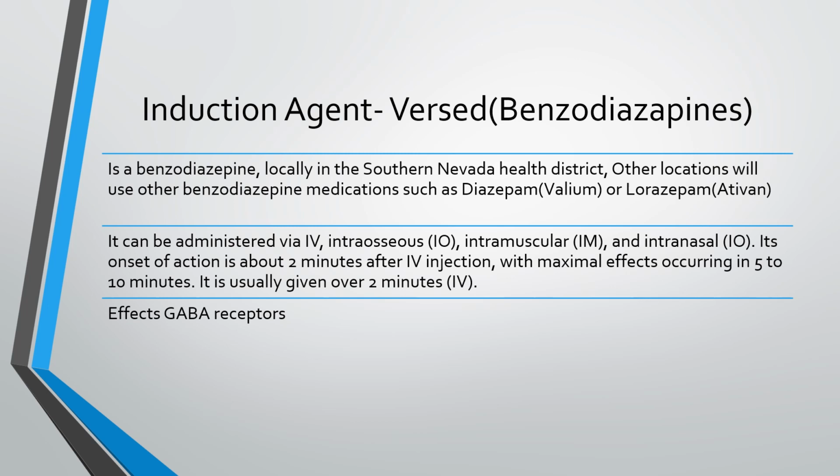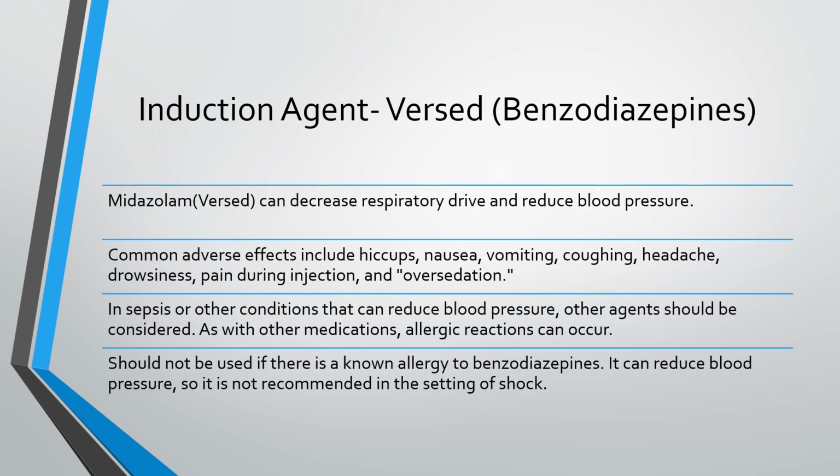Its onset of action is about 2 minutes after IV injection with maximal effects occurring 5 to 10 minutes after. It's usually given over 2 minutes, so it has a little bit slower onset than our other two induction medications. It's very hemodynamic. It causes vasodilation. It decreases respiratory drive, which is neither here nor there because we're taking an airway. For other times, with a combative patient, we have to worry about them not wanting to breathe anymore. But at this point, we're already taking over their respiratory drive, so it's not as big of an issue.